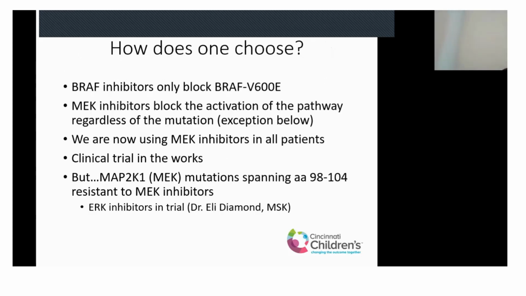So how does one choose? As I mentioned, the BRAF inhibitors only work if you have BRAF V600E, whereas the MEK inhibitors work in almost every patient. There is an exception mentioned later because they block the next step in the pathway. And so we are using MEK inhibitors in all patients, and actually none of these drugs are approved in children. So we constantly are working and fighting with insurance companies, but not fighting anymore, in discussions.